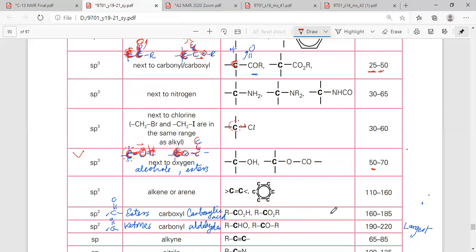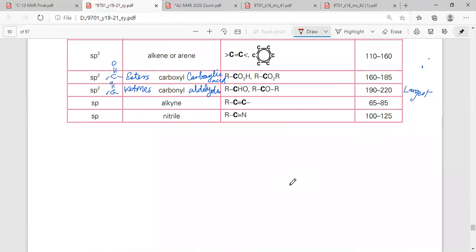Now the other one, of course, is a double bond. Double bond and benzene. This is the range you need to know. This is the first one to go 100. 101 to 160. The largest is not carboxylic acid as in your hydrogen. It's your aldehyde and ketones. The largest here, take a note, about 200. The next, of course, is your carboxylic acid and your esters. 160 to 185.